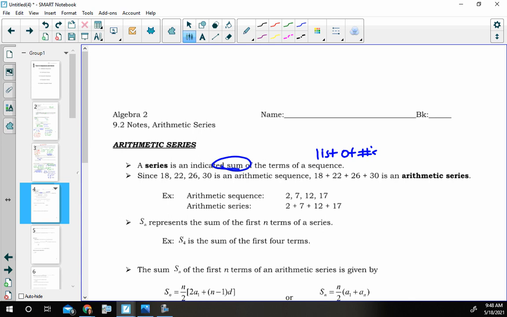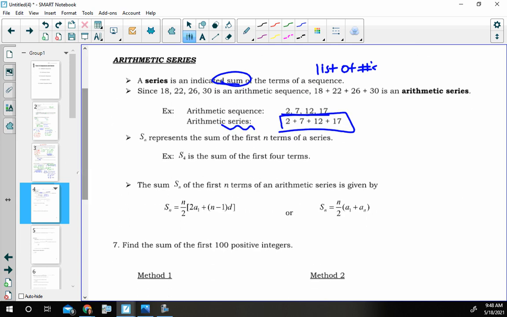So notice my sequence here is a list of numbers. When I throw on a series, I then add all those numbers and I find the sum. So the series is my sum. So S of n is now what we're going to use, instead of A sub n. S of n represents the sum of the first n terms of the series. So whenever you see an equation with an S, that means we're finding the sum of something.